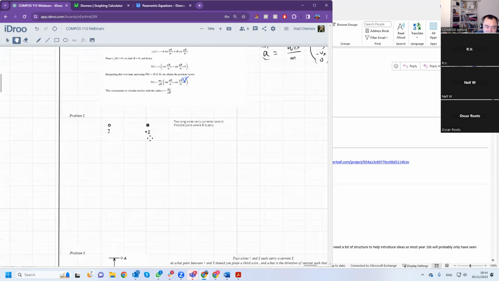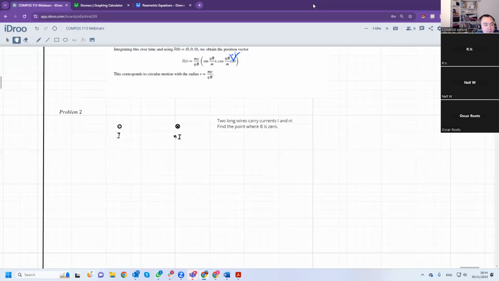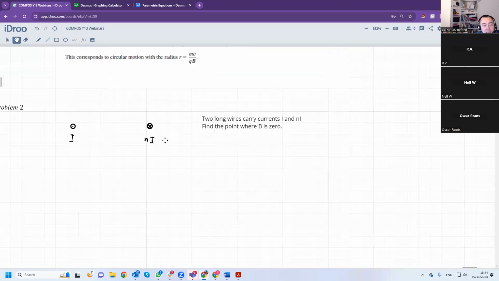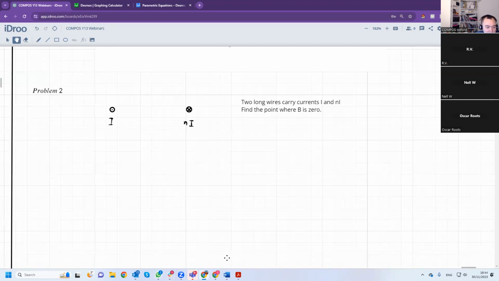Problem 2 is very similar to one of the problems in the assignment. We have two long wires that carry currents I and NI. Find the point where B is zero, where the magnetic field is zero. We've established in the previous webinar that the field around a long straight wire B is equal to mu zero I divided by 2 pi r.